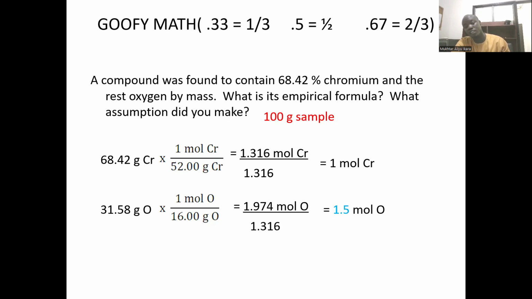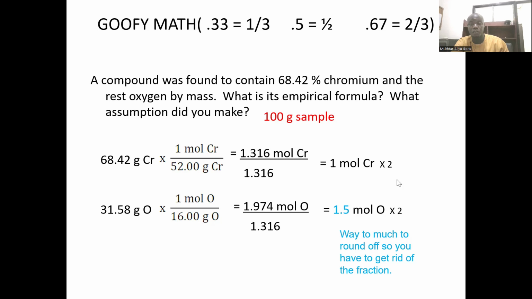So what do you do in this case? We can't round this off. It is way too much to round off. So you have to get rid of the fraction. So how do we get this? Then you multiply all the moles by 2.